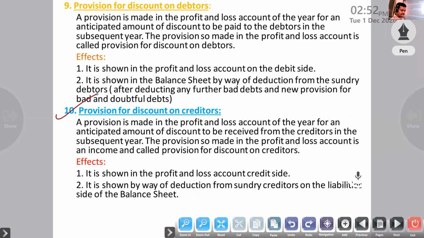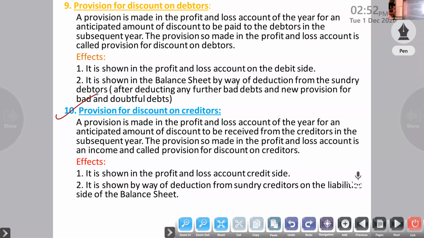It is next year only that we will receive it, but this transaction is related to the current year. So we will write this year as an income. We will make a provision from the profit and loss account. This amount we will get as an income, because the transaction is made during the current year. To ascertain the actual profit and loss of the current year, we have to include that also. So that is a provision for discount on creditors.